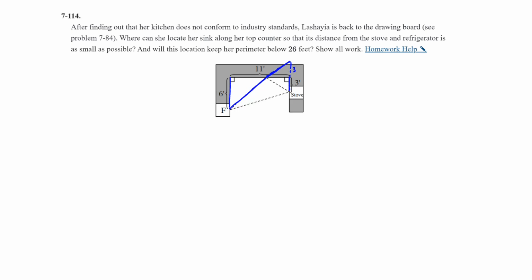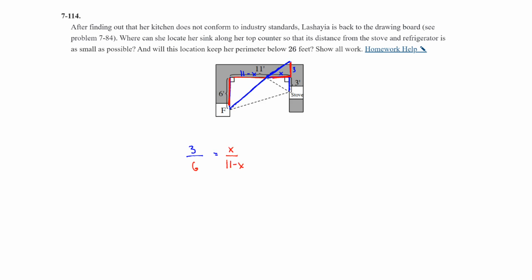And so this distance right here we can call x. And since that whole distance is 11, then we can say that this distance over here is 11 minus whatever that x value is. And these triangles are similar, so we can set up proportions. So the distance of 3 right here corresponds to this side of 6. And then the length of x right here corresponds to this length, 11 minus x.